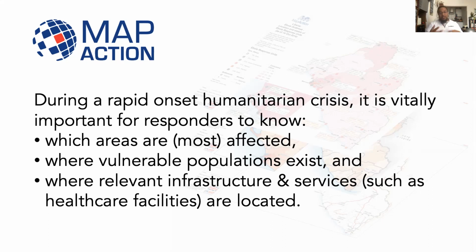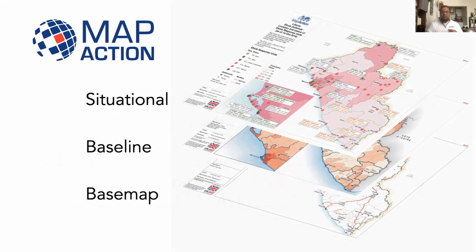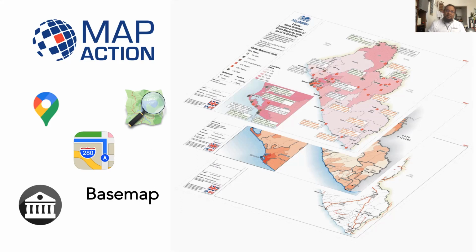The way that we break this down in Map Action is by having three levels of map product: the base map, the baseline, and the situational map. The base map is fairly straightforward. It's your Google Maps, your OpenStreetMap, your local government data that already exists in a map format.